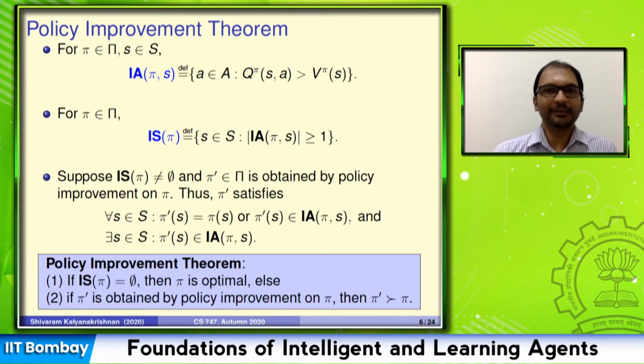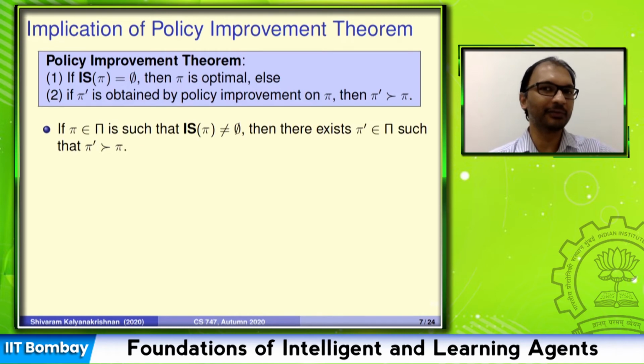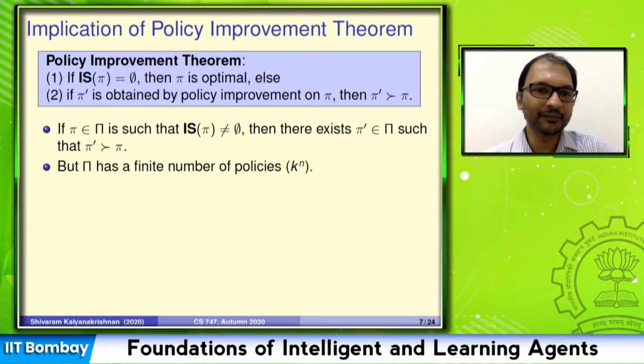Okay, so this is the policy improvement theorem, and maybe you've already thought about it in the back of your mind, but there is a very natural implication of the policy improvement theorem. I've once again written the theorem here for your reference, but what follows from it? If pi is a policy that has an improvable state, then, I'm just restating what's in the theorem, there exists some pi prime which dominates pi.